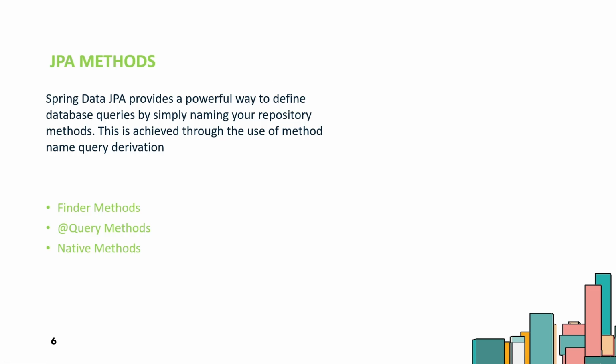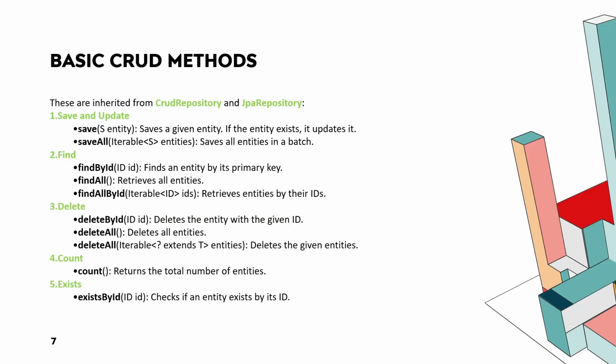So in JPA, all the methods are categorized into three parts: finder methods, query methods, native methods. By using one of the categories, we can perform CRUD operations. Today we are going to deal with finder methods. For the finder methods, we have a few interfaces. Two are CrudRepository and JpaRepository. These are common core interfaces which have common functions to do the CRUD operations.